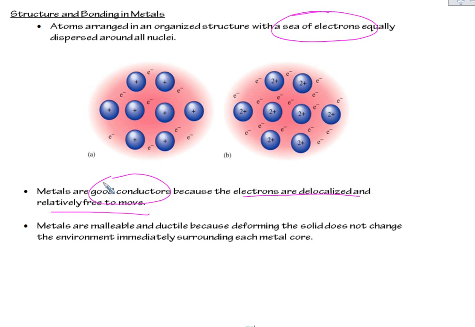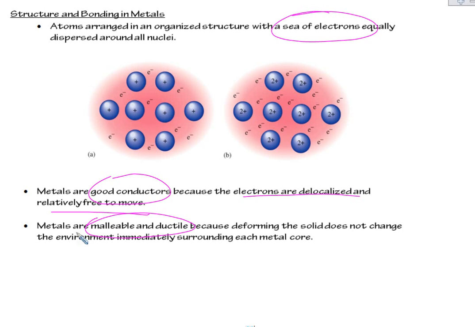That's why metals are malleable and ductile. Because you don't necessarily have a rigid structure here. Since those electrons can kind of move and flow around the nuclei, we can kind of change the structure of the metal.